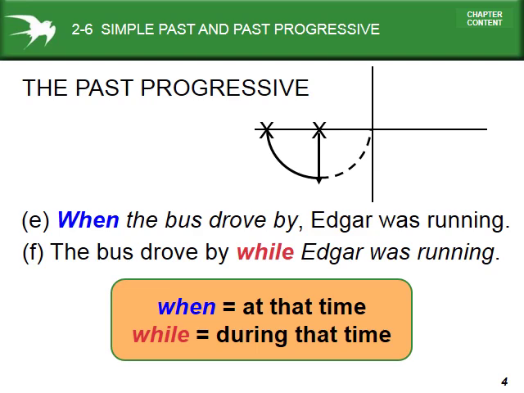So the bus drove by while Edgar was running. This means the exact same thing, but while is focusing on during that time. So while is describing the past progressive. So while represents the first of the two X's.